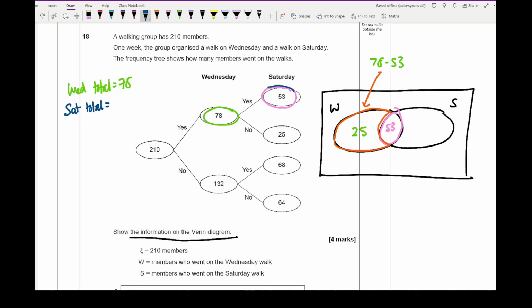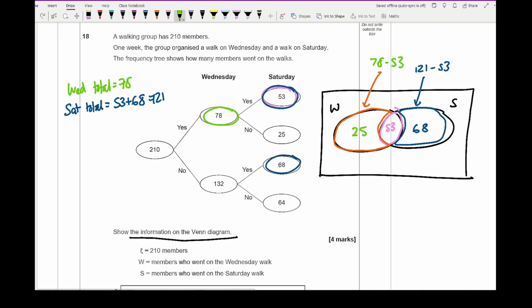Now from that, what we can then do is work out the Saturday total, which is 53 plus 68. And if I quickly just total that up, that gives me 121. So then this bit here is going to be 121 minus 53, which gives me an answer of 68.